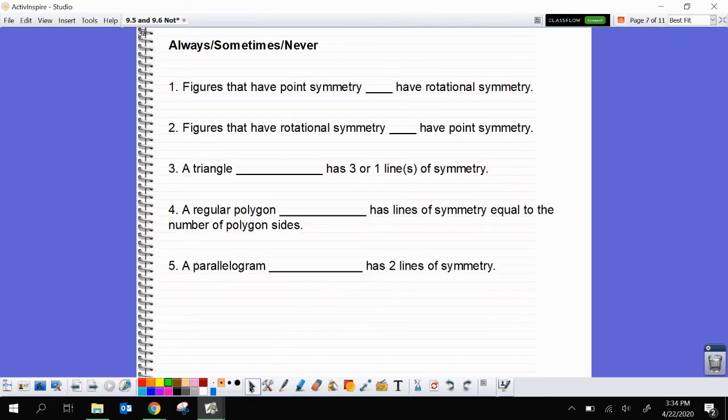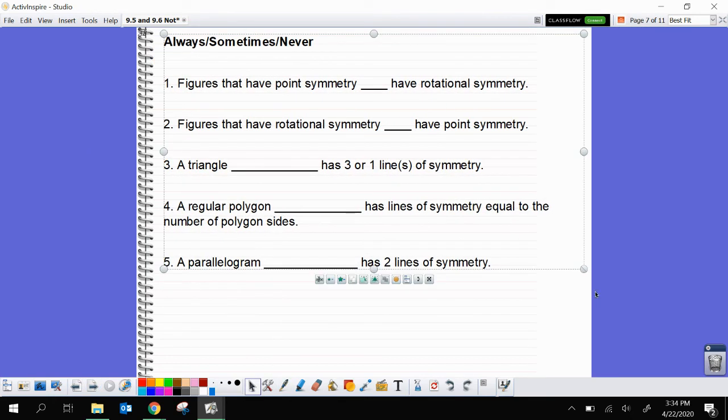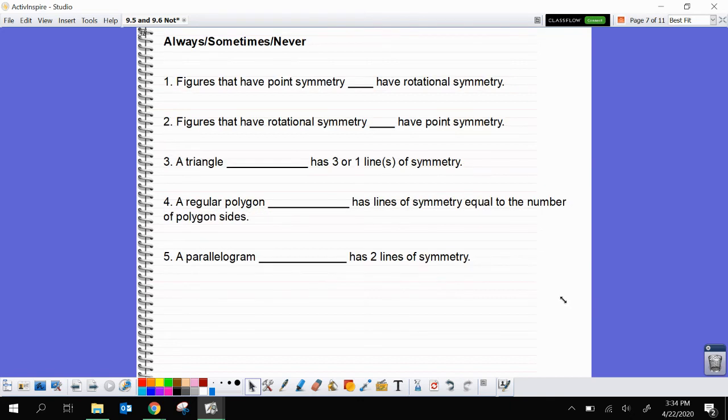Okay, here's our favorite types of questions: always, sometimes, and never. And so here, figures that have point symmetry. Think about what point symmetry meant. That was when it was 180 degrees. So if it has point, it must also always have rotational. So this first question is always.